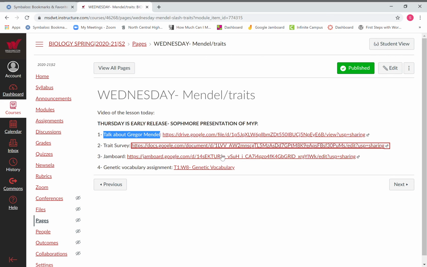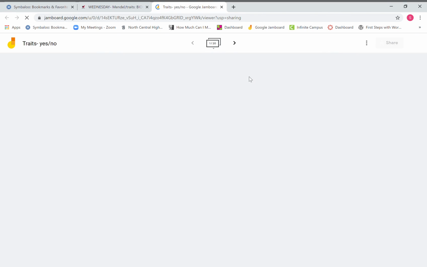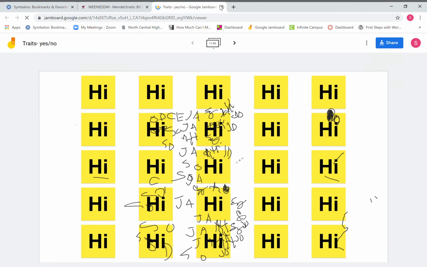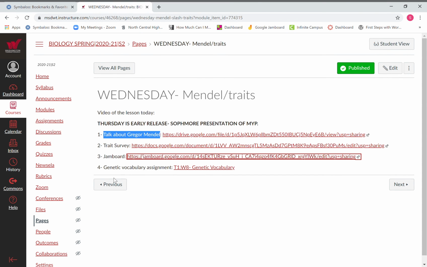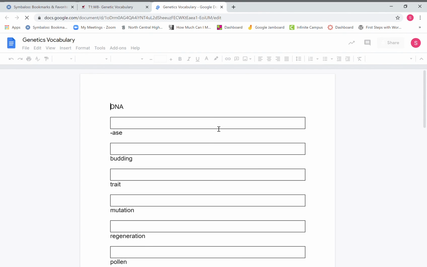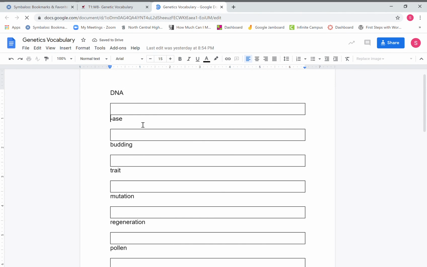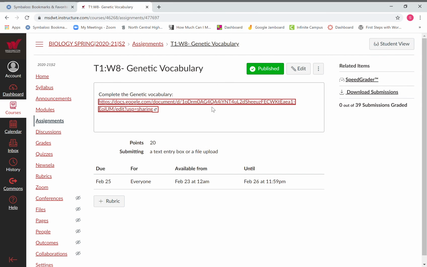The next thing we did was this Jamboard, which won't work now since we have actually finished class. And then the last one is a vocabulary list. When you click on this, you have a list of vocabulary. I'm going to go ahead and open it because I want to show you something. This one here, where it has a dash and ASC, that's talking about a suffix. So you're looking at the suffix of the word. Look up the suffix of this word, and it should be a biological term. And then that is it for today.